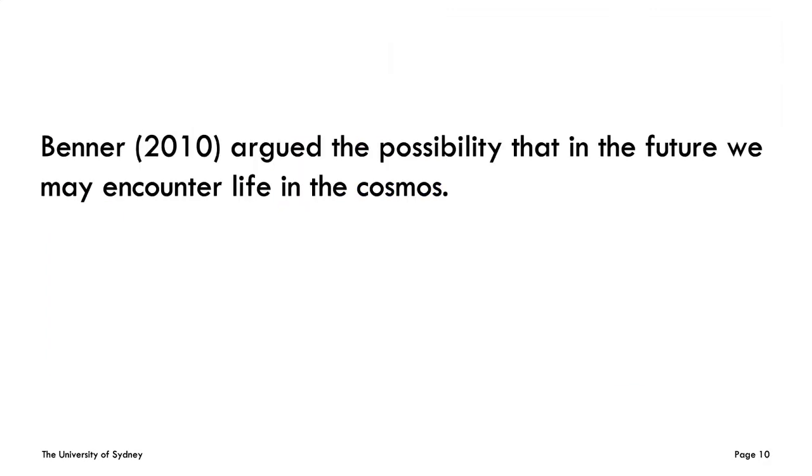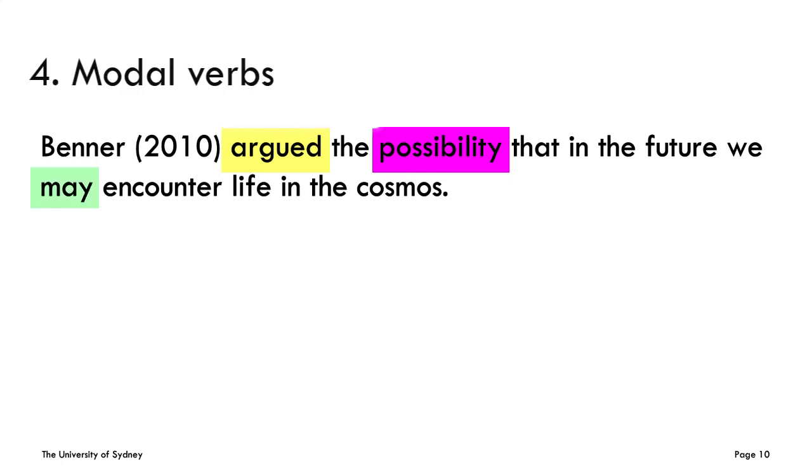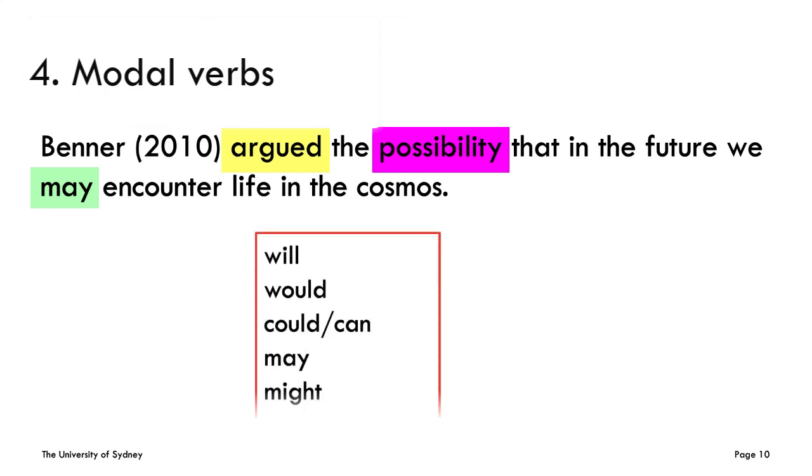In this example, we find two of the strategies we've seen before. The reporting verb argued, which frames the author's point as contested, not a fact, and the framing of the idea itself as a possibility. A fourth strategy is the use of modal verbs, in this case, may, which is needed due to the tentative nature of the claim. Other modal verbs include the following.